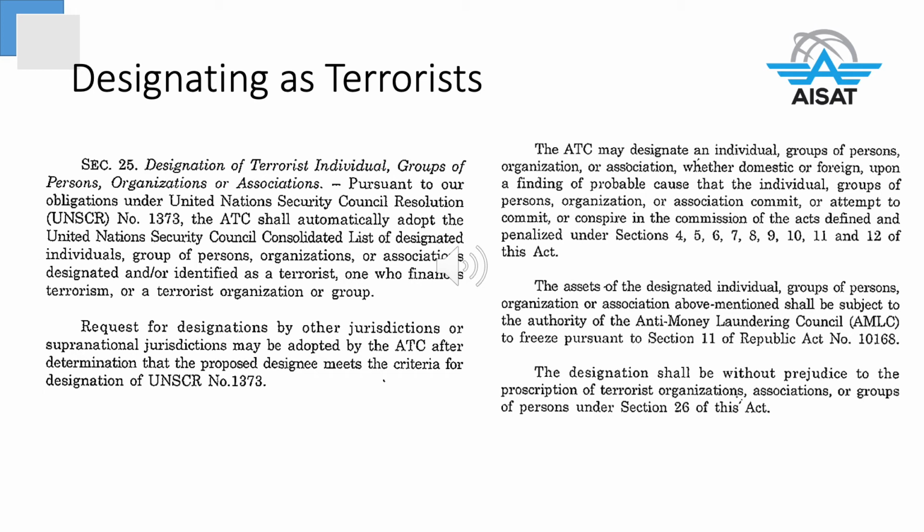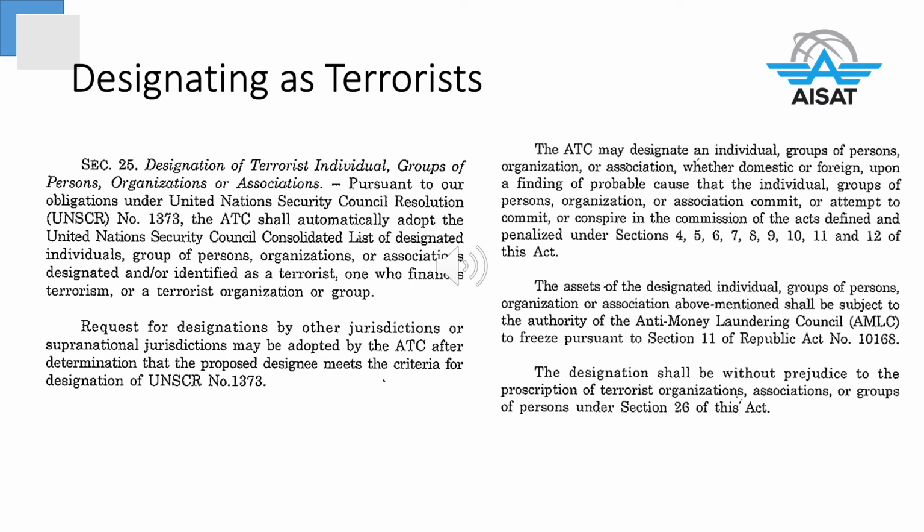So, I want you to concentrate on the third paragraph. It says that the ATC may designate any individual, groups of persons, organization, or association if they find probable cause that that individual, group, or organization is attempting to commit, or has committed, or is conspiring to commit. Now, the problem here is that it's very difficult to designate a group as attempting to commit.